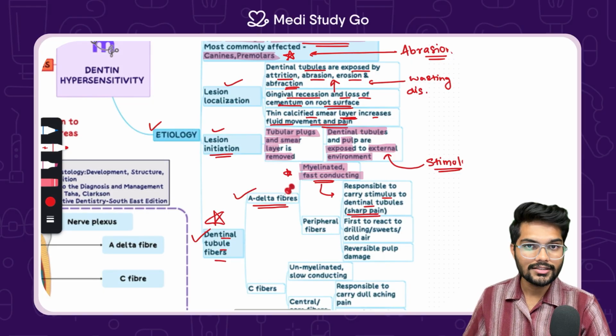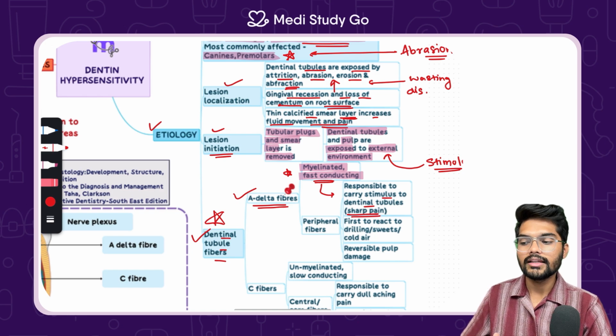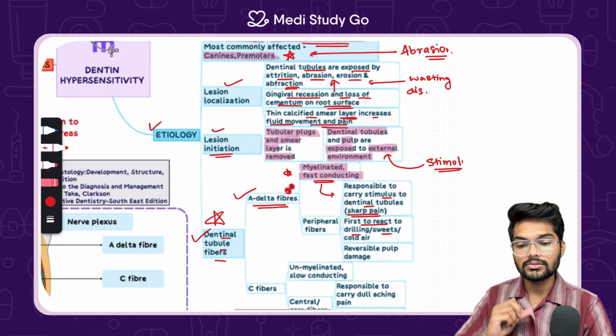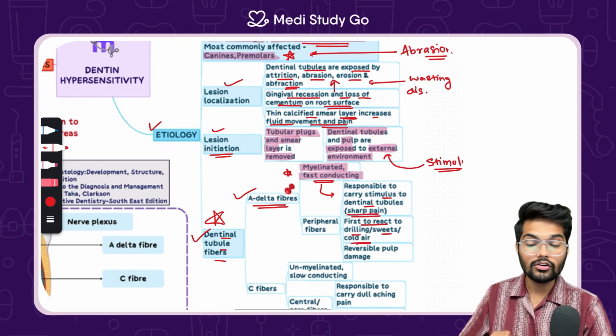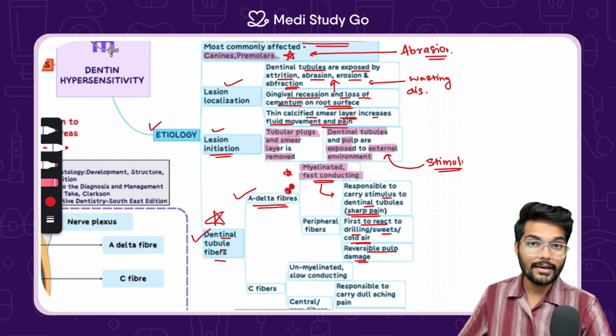is sharp in nature. And this is going to be the peripheral fiber. So they are going to be at the periphery of our pulp or the tooth structure. So they are going to be first to react to drilling or sweet or cold air. All of these stimuli, and one of the examples is reversible pulp damage.